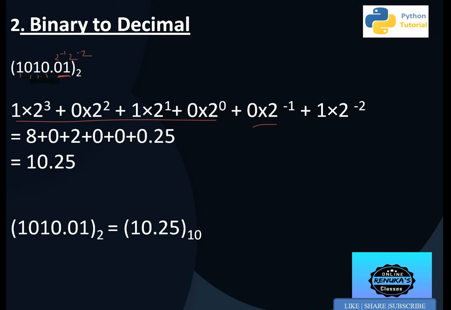We add all these values. So this was 8 plus 0 plus 2 plus 0 plus 0, and 2 raised to power minus 2 is 0.25 when multiplied by 1, so 0.25, and this is the total. This is how we get binary to decimal. The integer part is the same as in our previous video, but for the fractional part the place values start from the left, 2 raised to power minus 1, minus 2, minus 3, and so on.